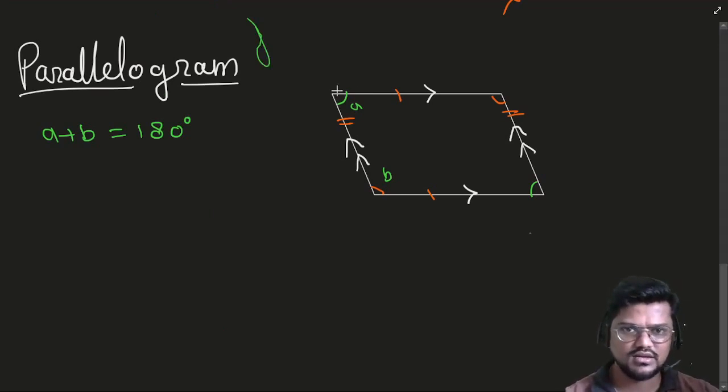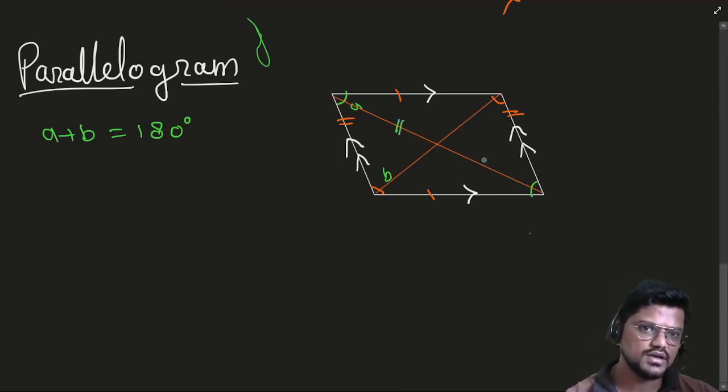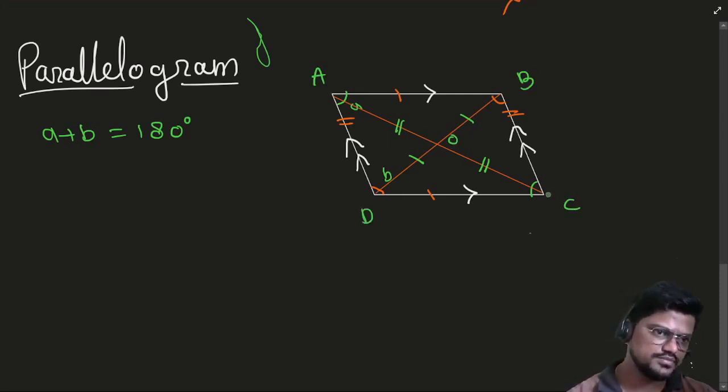See over here, I'll draw the diagonal. The diagonals of a parallelogram bisect each other. That means they are divided in equal ratios. If this is A, B, C, and D, then AO will be equal to OC, and DO will be equal to OB. But AO and DO will not be equal. Also, the diagonal AC will not be equal to the diagonal BD. But in a rectangle, the diagonals are equal and they bisect each other.